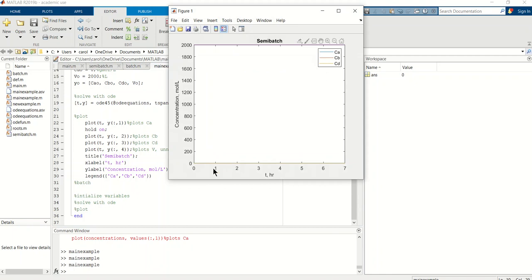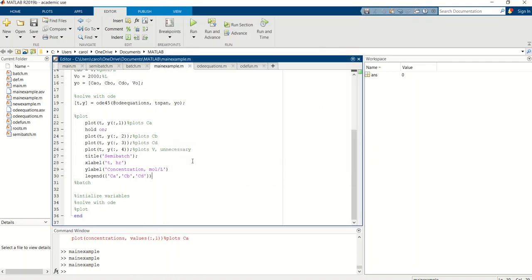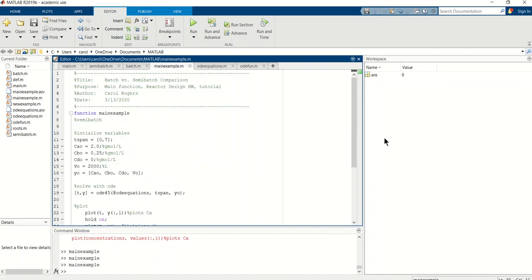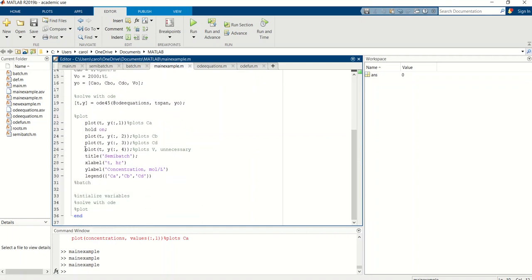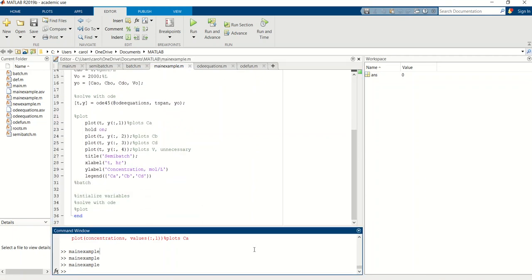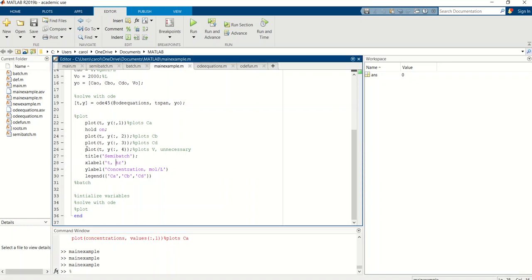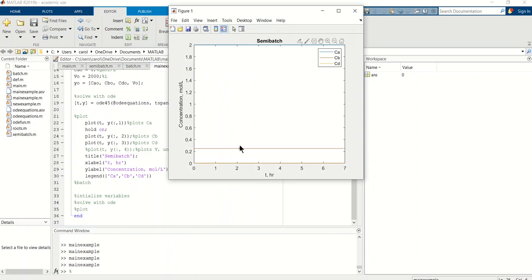So now you can see that CD is at 0. You can't see the other ones right now, but this is volume up here. I didn't label the volume because eventually we're going to take that out. So volume is a lot bigger than all the other concentrations. Whenever you plot the volume with everything else, it's going to overshadow everything else completely. So we're just going to go ahead and take that out. So when we run it, we can see that everything stays constant now.